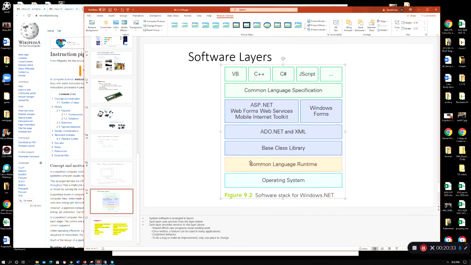Okay, so that's the general idea. These layers are building on top of each other, and it's levels of abstraction, making things a lot easier for the more general users of computers. Okay.